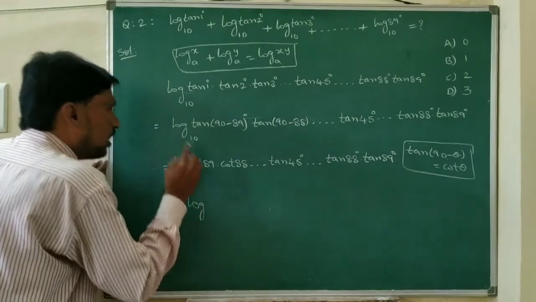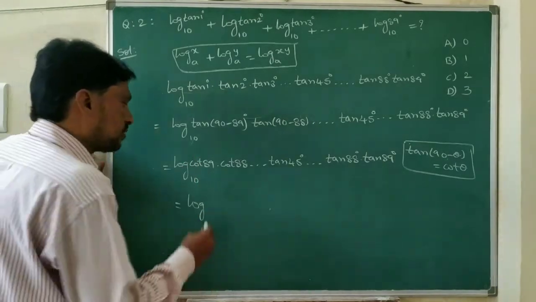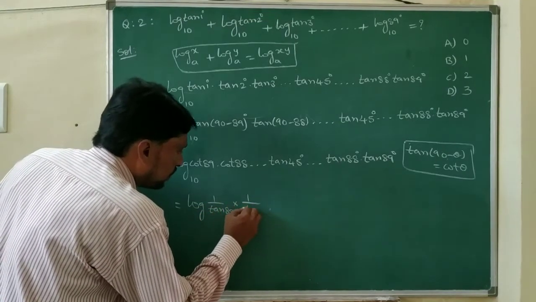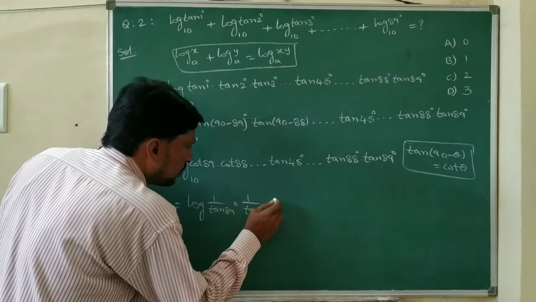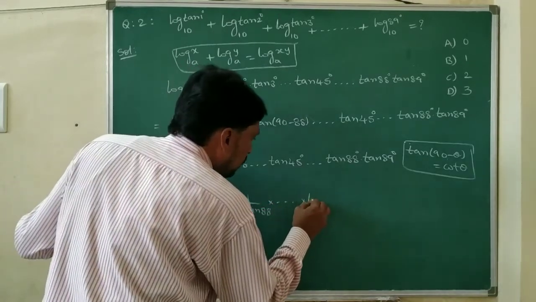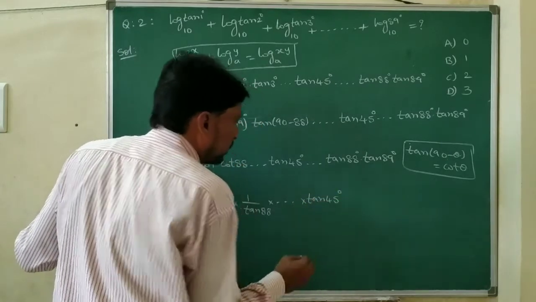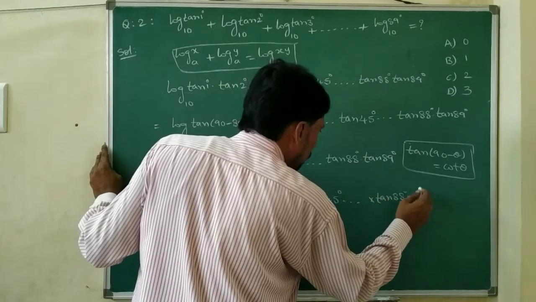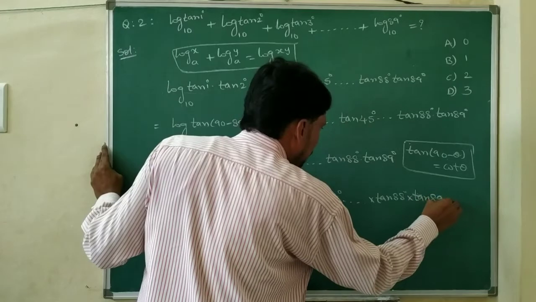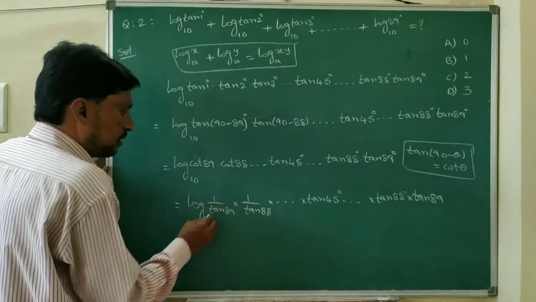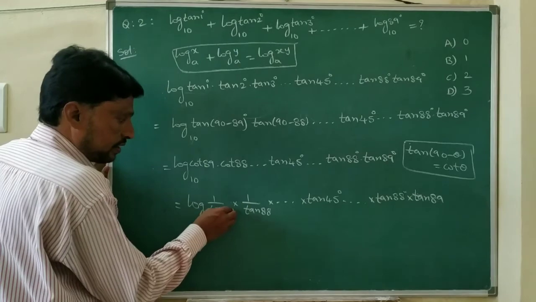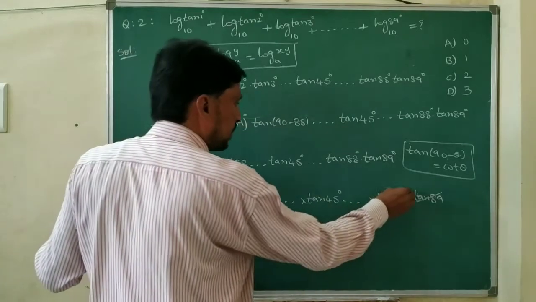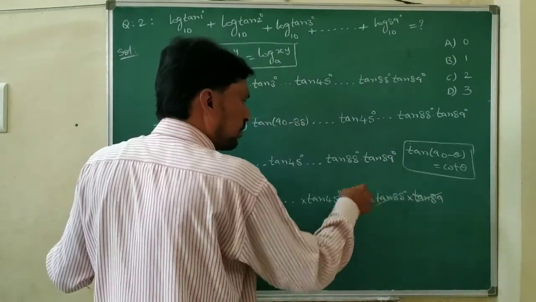Now cot means 1 by tan, we can take. So 1 by tan 89 degree into 1 by tan 88 degree into, so on, into tan 45 degree as it is, so on, into tan 88 degree into tan 89 degree. Here the denominator tan 89 degrees cancels with the numerator tan 89 degrees, tan 88 degrees with tan 88 degrees, tan 87 with tan 87, like that they are cancelled.